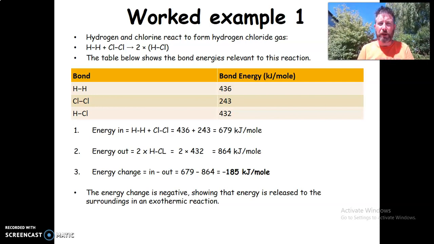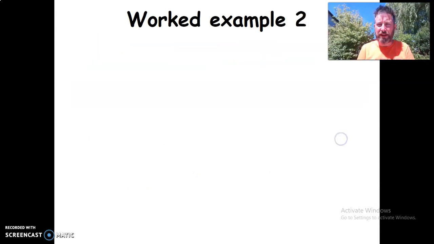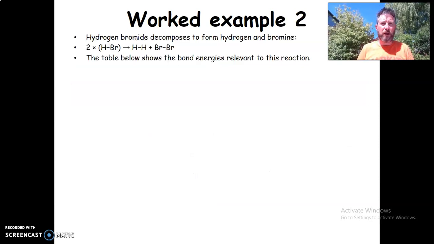Okay, let's look at a second example before I let you have a go on your own then. So, worked example number 2. Hydrogen bromide decomposes to form hydrogen and bromine. So, got 2 HBr which make H2 and Br2.